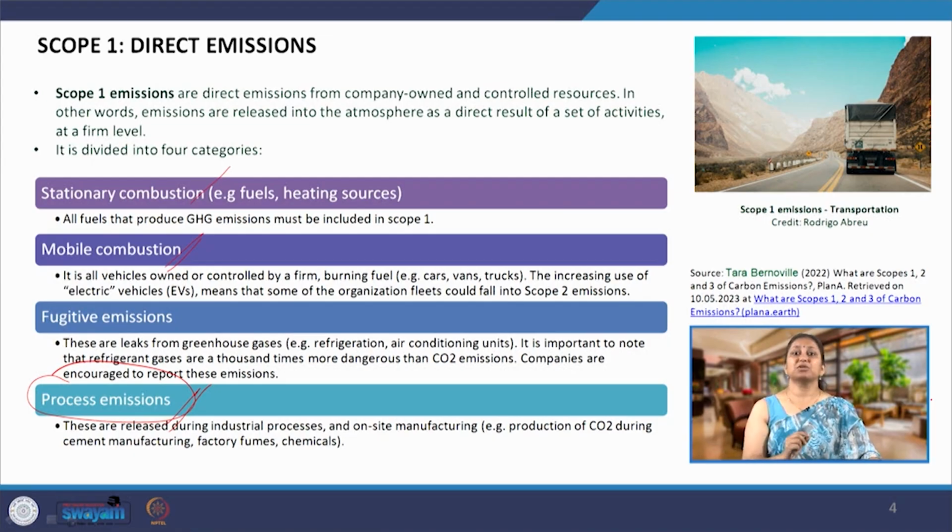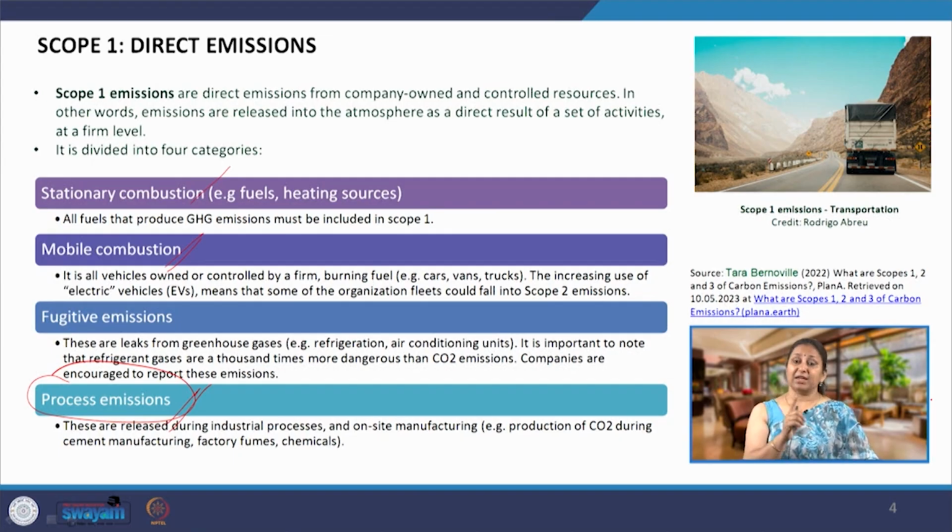Now, all the emissions which are taking place because of combustion of conventional fuel, it could be petrol, diesel, CNG, LPG, these are all coming under mobile combustion, and these are scope 1 emissions, direct emissions from the facility which is owned and directly controlled by the company.